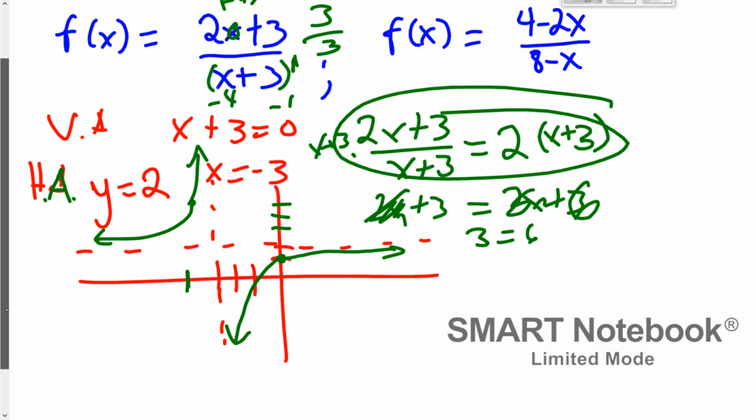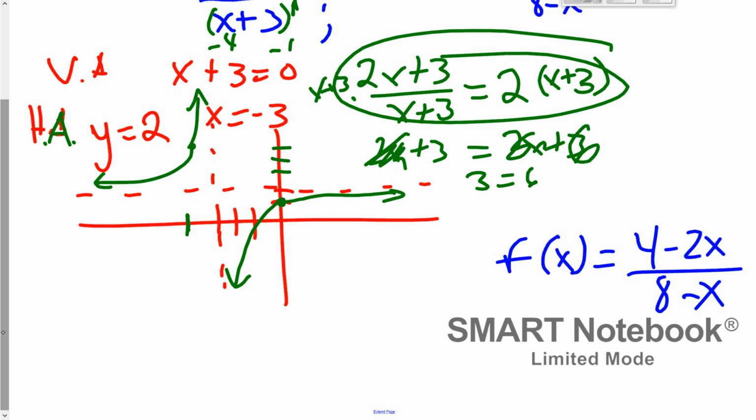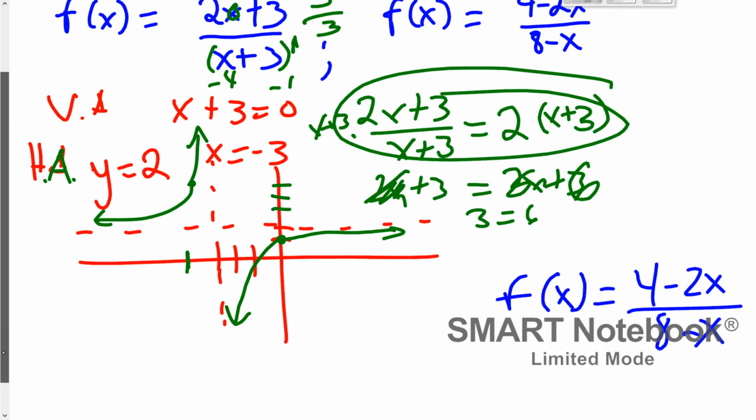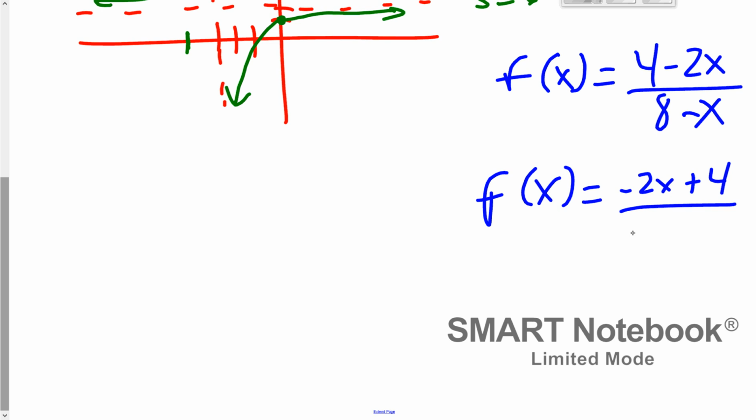All right, this next one, 4 minus 2x. Try to fool you here. f of x equals 4 minus 2x over 8 minus x. So see how that's not in standard form, so you could switch that to standard form if you want to. And then 8 minus x, that also is not in standard form, so you can move those both into standard form if you'd like. So that would be f of x is equal to negative 2x plus 4 over negative x plus 8. So then it's in standard form, right?